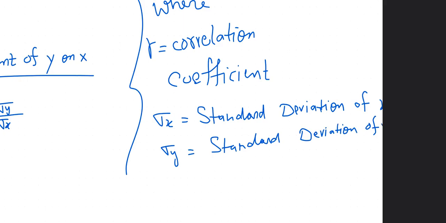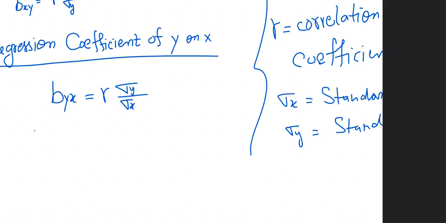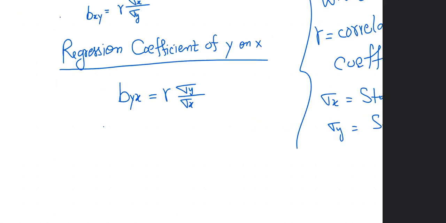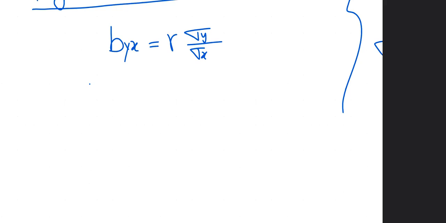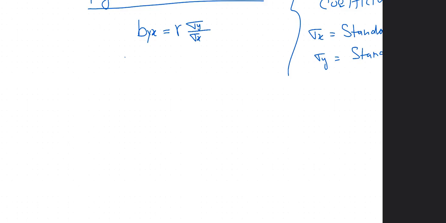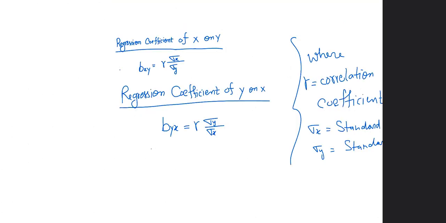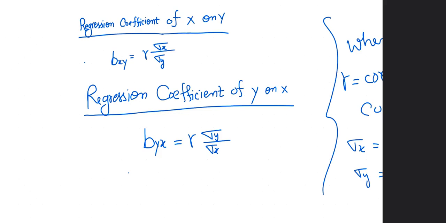Sigma x is the standard deviation of x and sigma y is the standard deviation of y. So let us find the regression coefficient when we have the correlation coefficient and standard deviation.